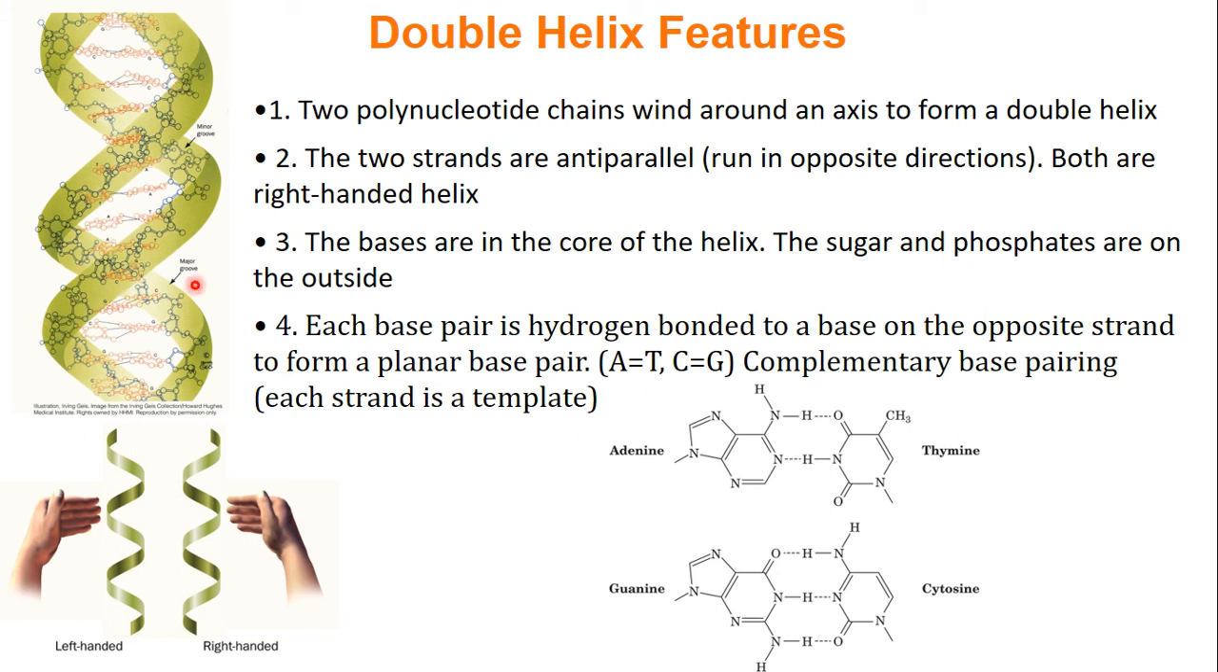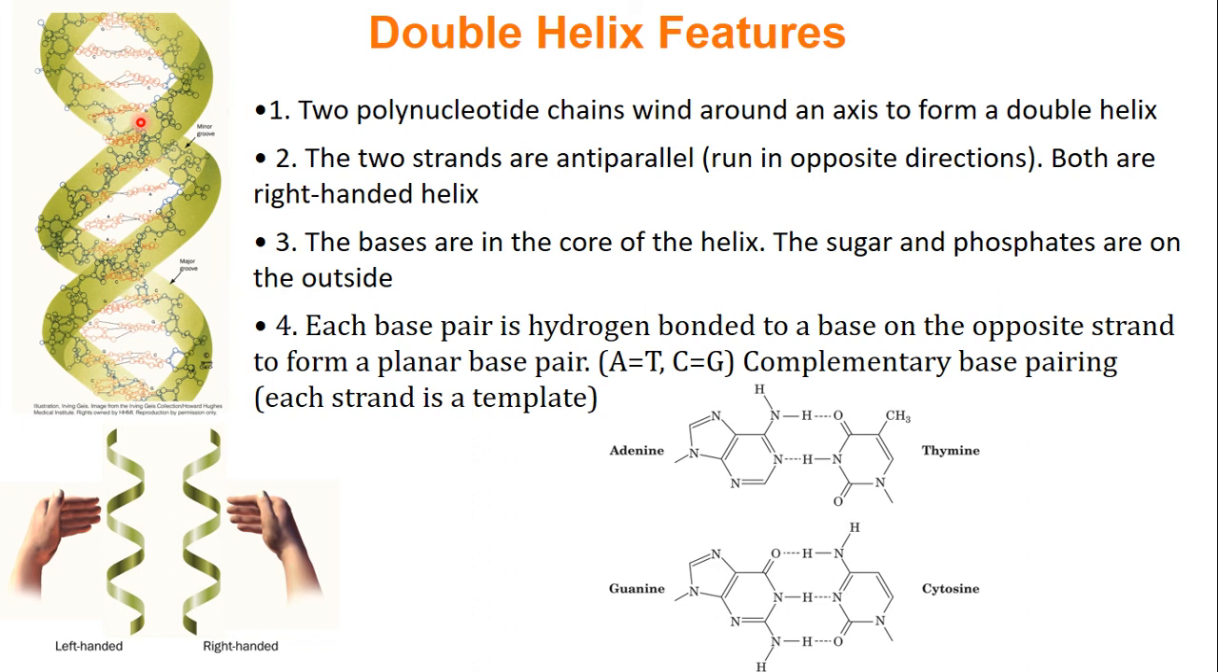The strands run anti-parallel. That is, they run in opposite directions. So one strand is 5' to 3' going from the bottom to the top, and the other strand is 5' to 3' going from top to bottom. But although they are anti-parallel, their handedness is the same. That is, they are both called right-handed helixes.